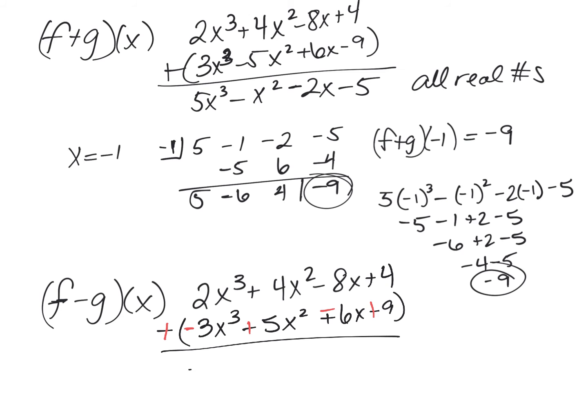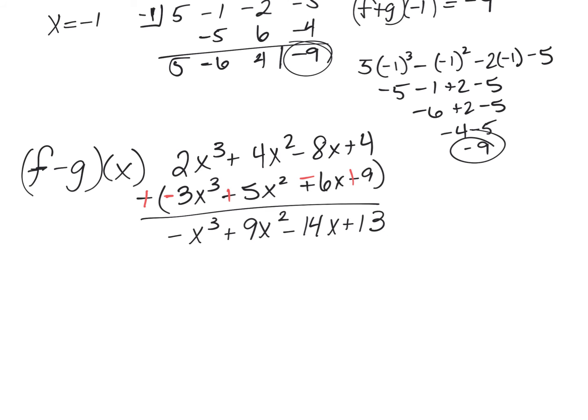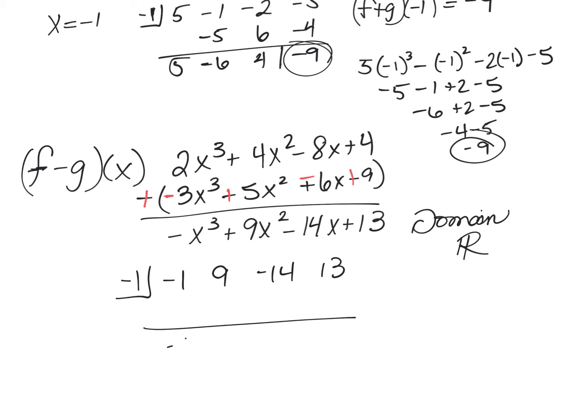Now I get -x cubed plus 9x squared minus 14x plus 13. And then again, the domain is all real numbers. And what do I get when I plug in -1? Well, my coefficients are -1, 9, -14, and 13. -1, 1, 10, -10, -24. There's my line, +24, and 37. You should get the same thing if you do the direct substitution as well.